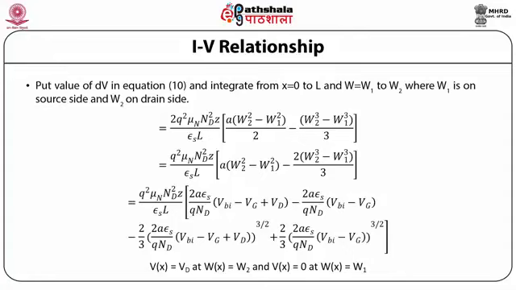Now putting the values of W1 and W2 and expanding by the Taylor expansion, we get ID equal to q square mu n Nd square Z by epsilon S L, the whole multiplied by [2A epsilon S by q Nd multiplied by (VBI minus VG plus VD) minus 2A epsilon S by q Nd multiplied by (VBI minus VG) minus 2 by 3 multiplied by (2 epsilon S by q Nd multiplied by (VBI minus VG plus VD)) to the power 3 by 2 plus 2 by 3 multiplied by (2 epsilon S by q Nd multiplied by (VBI minus VG)) to the power 3 by 2].